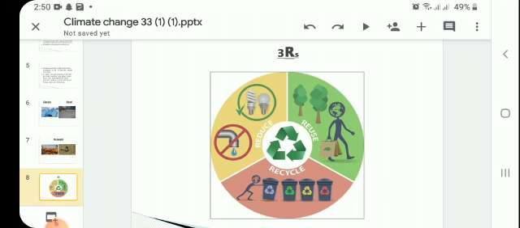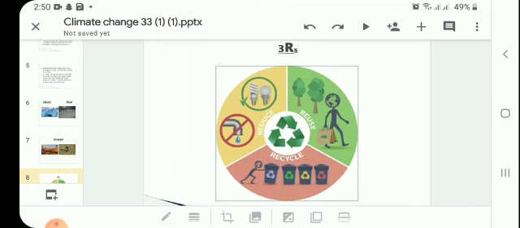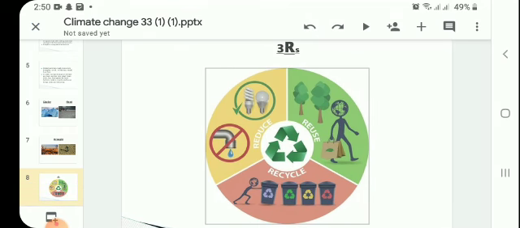We should avoid unnecessary water consumption and we should use energy efficient light bulbs so that we can reduce the energy. The second R means reuse. You may reuse the wasted items for your own use or donate so that others can use them. The third R means recycle.